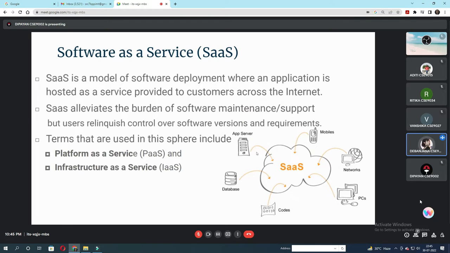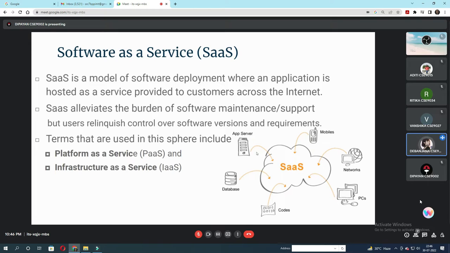Now, apart from SaaS, we have some other terms also in this sphere, which are platform as a service, PaaS, and then infrastructure as a service, IaaS. Now, platform as a service means it's a cloud computing model where a third party provider delivers hardware and software tools to users to use them over the internet. Examples are AWS Elastic Beanstalk.